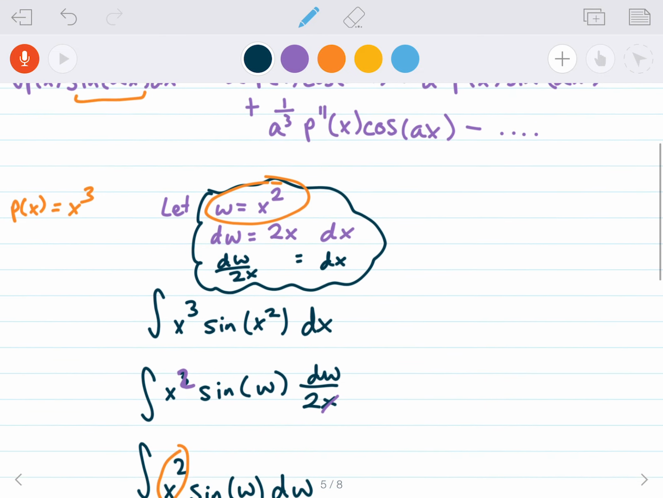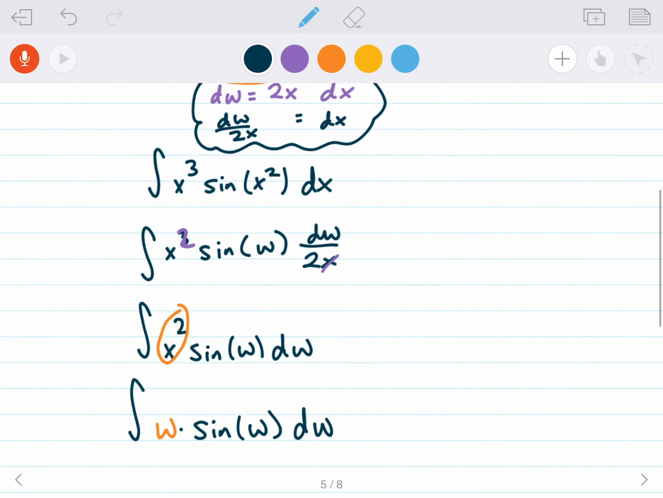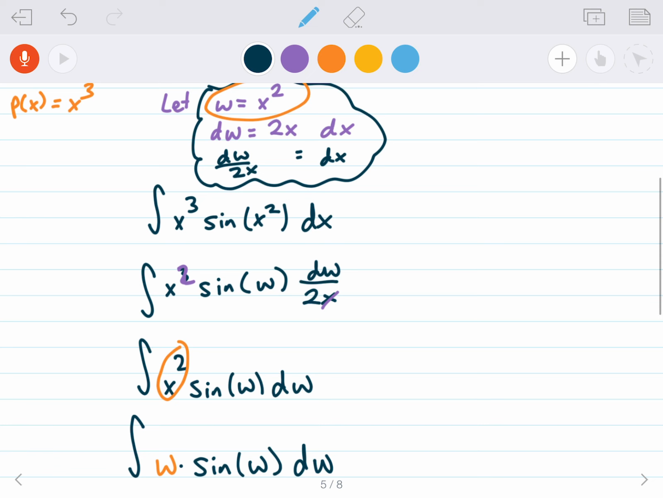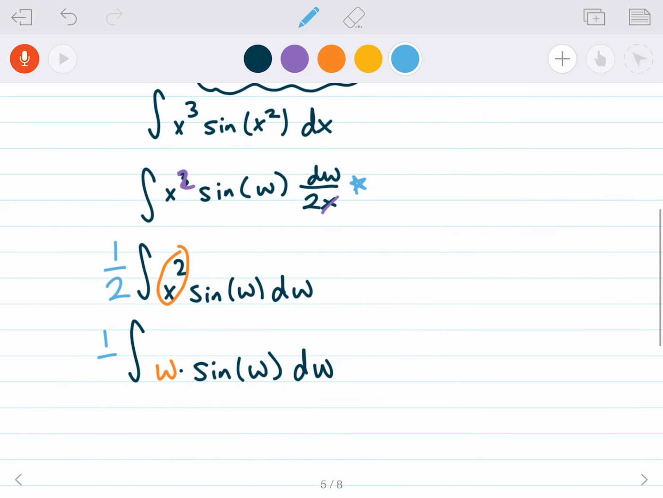Oh, I forgot the 1 over 2. That's what I forgot. Okay, so at this step right here, we need to bring a 1 over 2 out. So let's carry that down here.